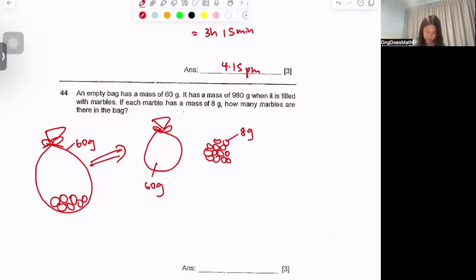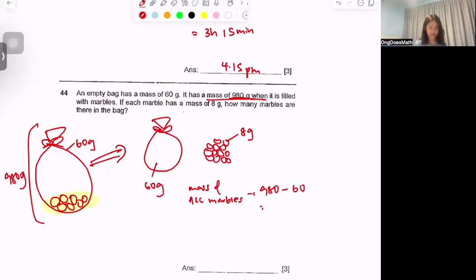They also give you another piece of information, which is that it has a mass of 980 grams when it is filled with marbles. Which means this whole thing is 980 grams. So if I just want to find out the mass of all the marbles, we have to take 980 minus the mass of the bag, right? So I just get the mass of the marbles itself. So it will be 920 grams, which means the marbles in total weigh 920 grams.